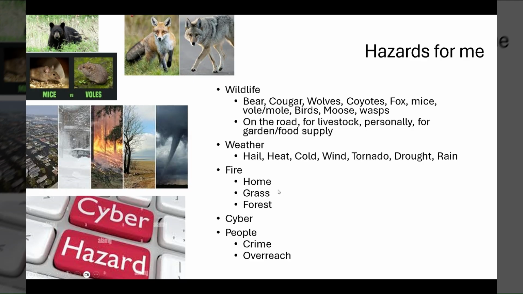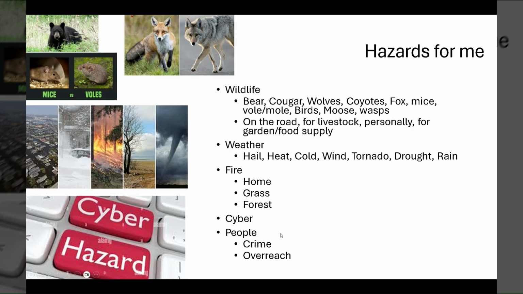So hail, heat, cold, wind, tornado, drought, excessive rain, fires in my home, maybe in a vehicle, grass fires, forest fires, cyber. Now, it could impact me if the cyber criminals take out a critical utility, or it could be personally against me. I could have a ransomware on my computer or have my identity stolen or things like that.